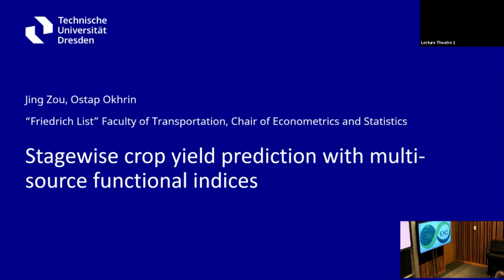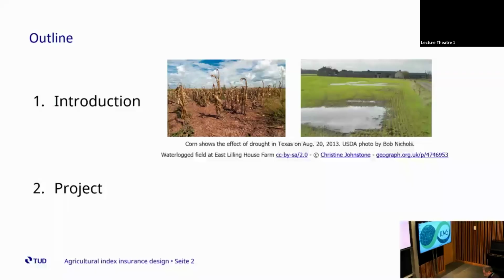This is a paper by me and my supervisor, Professor Ostap Okhrin. Actually, it's part of my dissertation defense: stage-wise crop yield prediction with multi-source functional indices. What has it to do with insurance, right? My PhD dissertation is about agriculture index insurance, so it's the third project of my whole PhD.